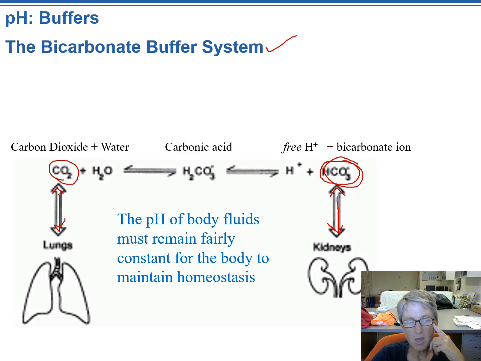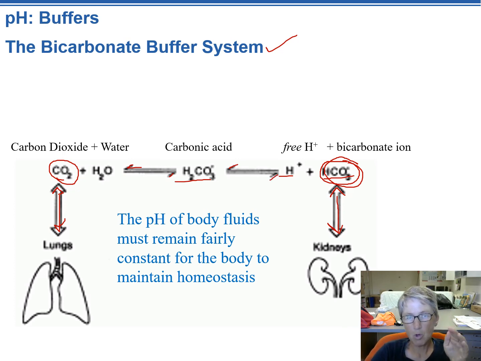So you breathe in fresh oxygen. You also breathe in a little CO2 as well, but you can get more detailed on that when you take physiology. But you breathe in fresh oxygen, you breathe out CO2. But you've got CO2 in your blood, and you've got water in your blood, and you've got carbonic acid in your blood, you have free hydrogen ion in your blood, you have bicarbonate ion in your blood. And this whole thing is called the bicarbonate buffer system. And you can see it's got those dual arrows, so the reaction can go either way.